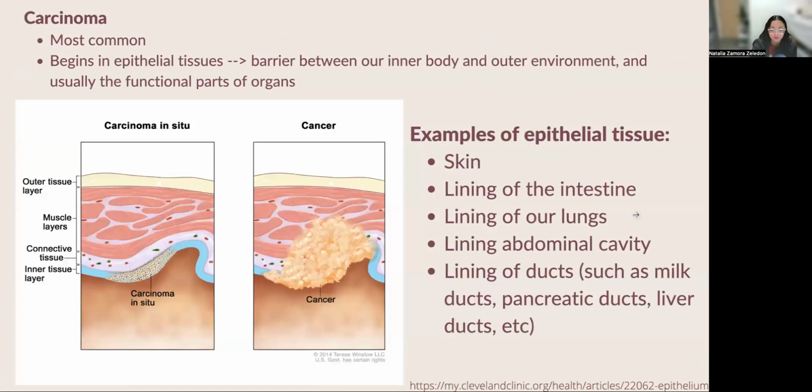So one cancer type you'll often hear is carcinoma. It is the most common and begins in epithelial tissues. Epithelial tissues are the barriers between our inner body and the outer environment. And epithelial cells also usually form the functional parts of organs. Some examples of epithelial tissues are the skin, the lining of our intestines, the lining of our lungs, the lining of the abdominal cavity, lining of ducts, such as the lining of milk ducts, lining of pancreatic ducts, or liver ducts. So you can have breast carcinoma, lung carcinoma, liver carcinoma, etc. This type of cancer can spread to other parts of the body or be confined to one primary location.